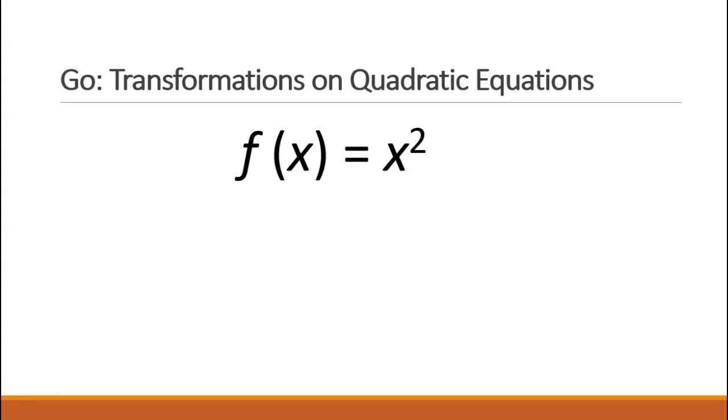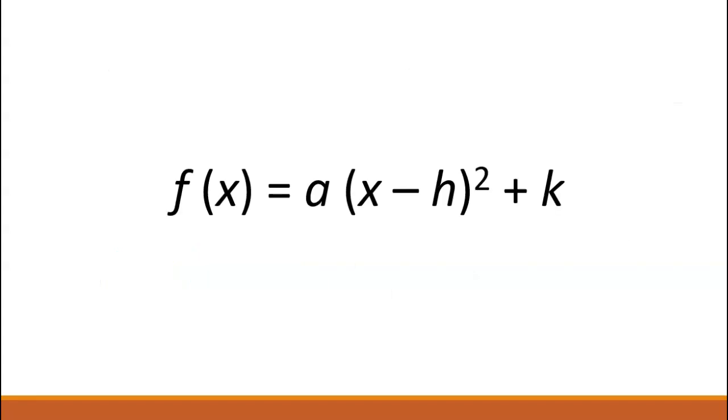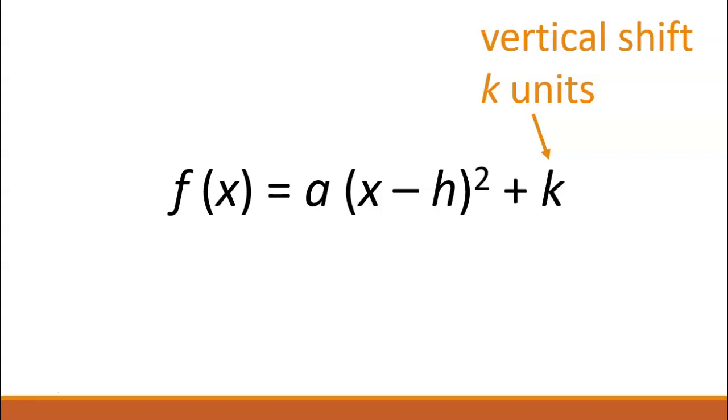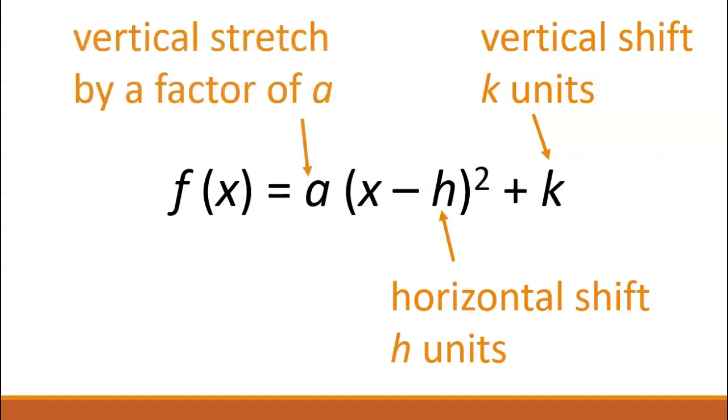In addition to representing the transformations on a graph, you can also represent them symbolically using the vertex form of a quadratic equation, which is f of x equals a times (x minus h) squared plus k. In this formula, k represents the vertical shift of k units. h represents the horizontal shift of h units, and a represents a vertical stretch by a factor of a. If a is negative, the parabola is reflected across the x-axis.